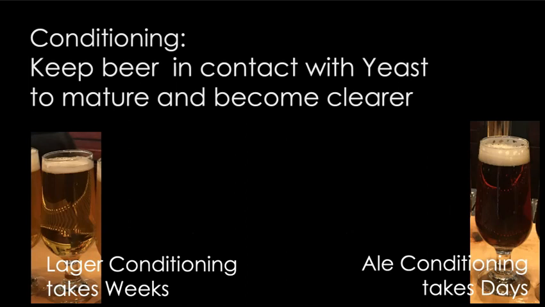The next step after fermentation is conditioning. And conditioning is just keeping beer in contact with yeast in order for the beer to mature and become clearer. So here we have two different styles of beer, which are quite popular. The lager beer, the Pilsner beer is a type of lager, and then also the ale beer. I have to confess that my favorite beer is Great Lakes Christmas Ale. So that's the main reason why I picked a nail for that picture.